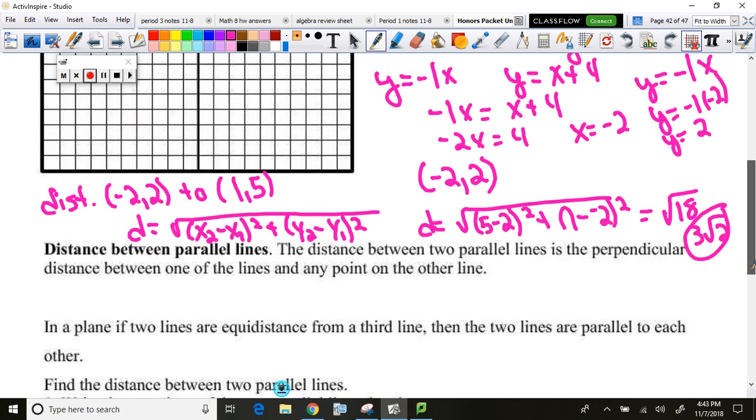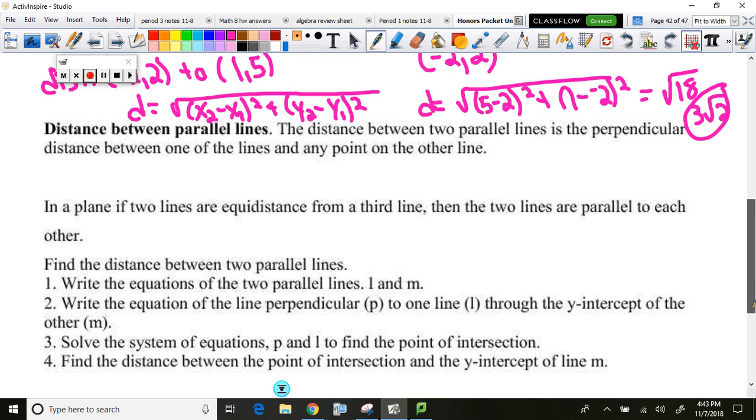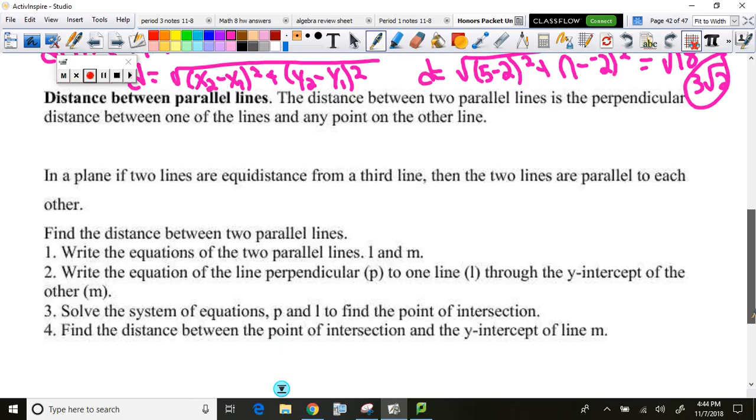The next type of problem we can do is the distance between parallel lines. So the process is very similar. However, what we need to do is choose a point that's on one of the lines, and then we're going to do the same process. So the easiest point to choose is the y-intercept.